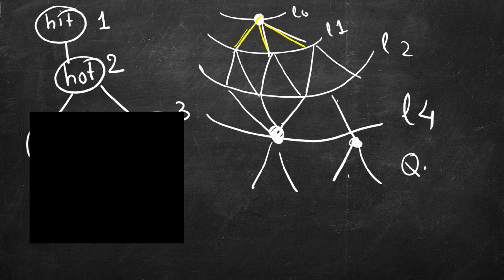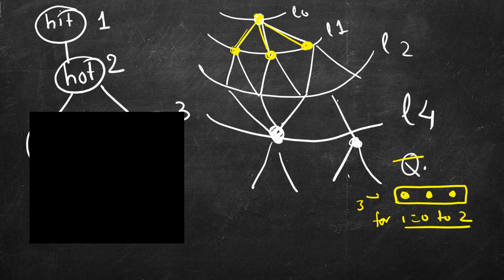So we pop this node from the queue and then push all its neighbors. So at any point of time, these 3 nodes are in the queue. These 3 nodes are at level 1. Now we take a counter that 3 nodes are there. So we run a loop for i equal to 0 to 2. Keep popping them and keep pushing the neighbors to the queue.